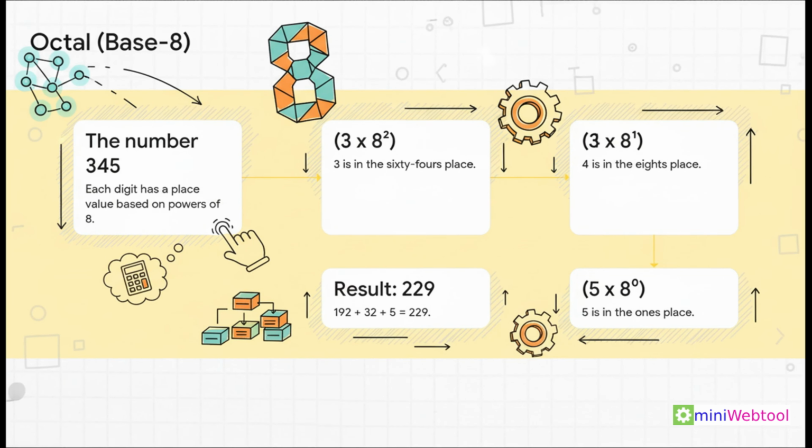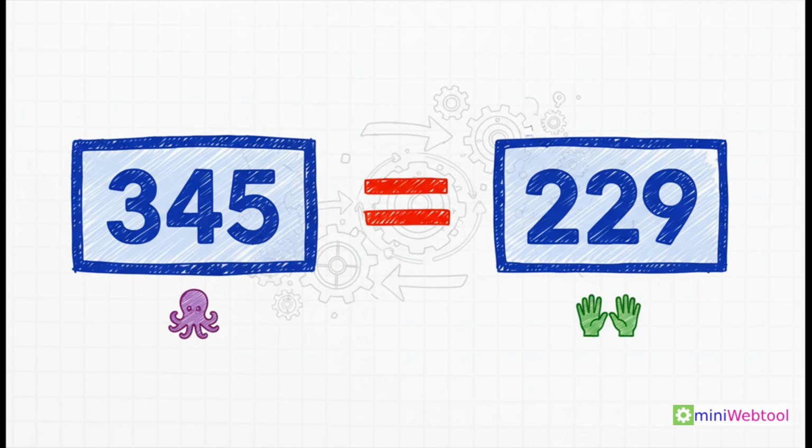Now here's the really cool part. We can take that exact same logic and just apply it to Octal. The only thing we change is the base number. Instead of powers of 10, we're going to use powers of 8. So if we have the Octal number 345, the 5 is still in the ones place, but the 4 is now in the 8's place, and the 3 is in the 64's place. And when you do the math, 3 times 64 plus 4 times 8 plus 5 times 1, you get 229. And just like that, you see how the octal number 345 is the same as 229 in our regular decimal system. It's just simple multiplication once you get the place values.